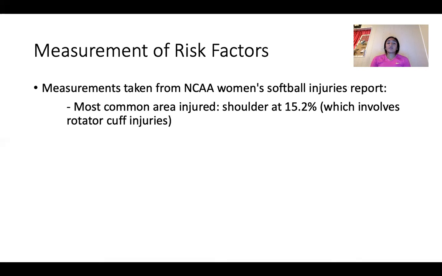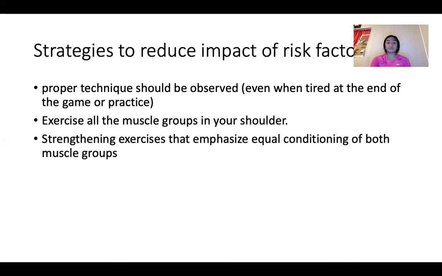And measurements taken from the NCAA Women's Softball Injuries Report, the most common area injured was the shoulder, which was at 15.2%, which involves the rotator cuff injuries.